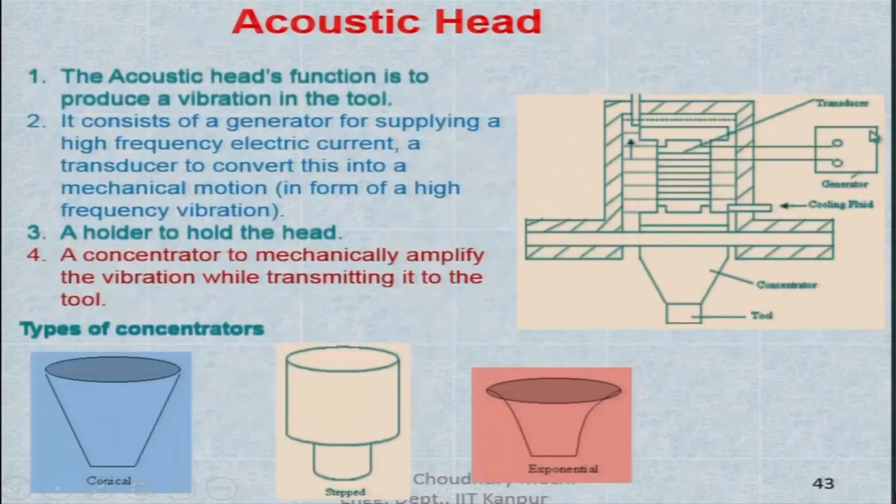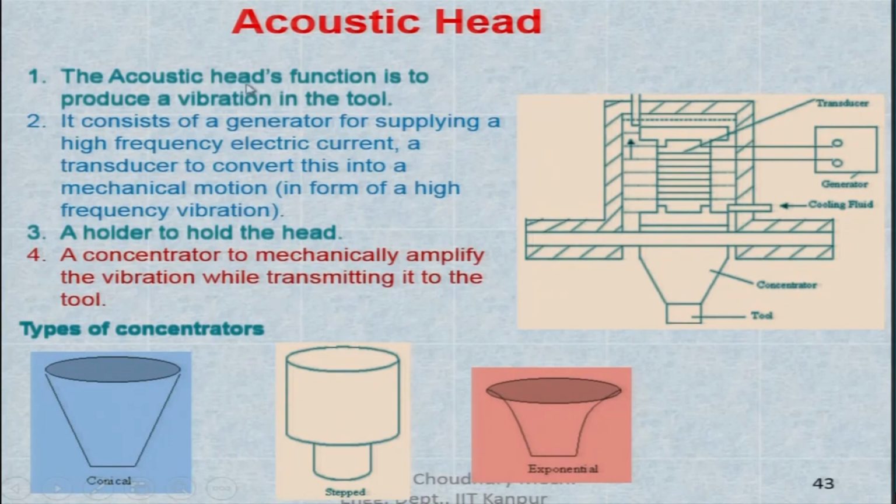Acoustic head, these are the types of concentrators that I was trying to show you. The very popularly used types of concentrators are the conical, it can be a stepped concentrator, or it can be an exponential concentrator. This is called the exponential concentrator, not the conical. So, conical and exponential are more popularly used. I was trying to show you the exponential one in a diagram.